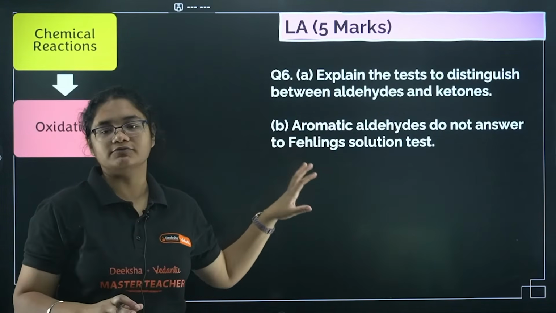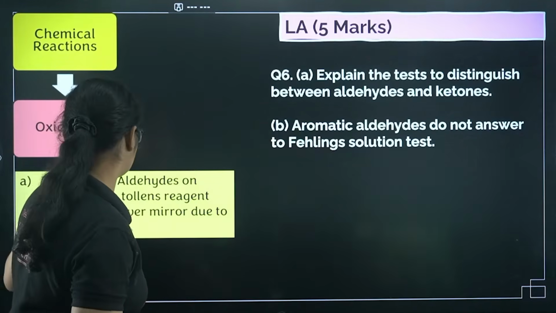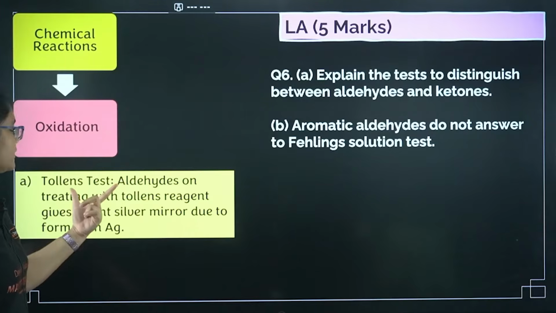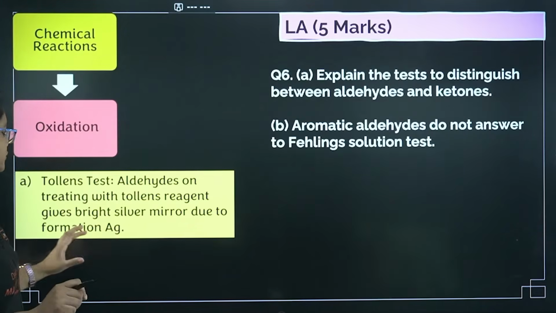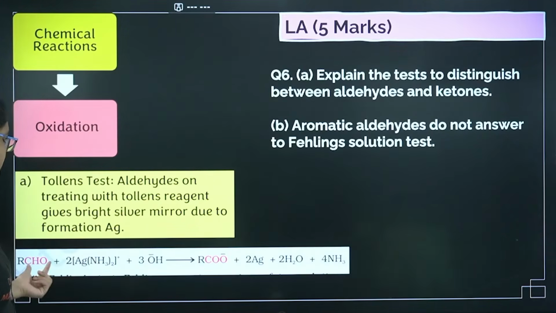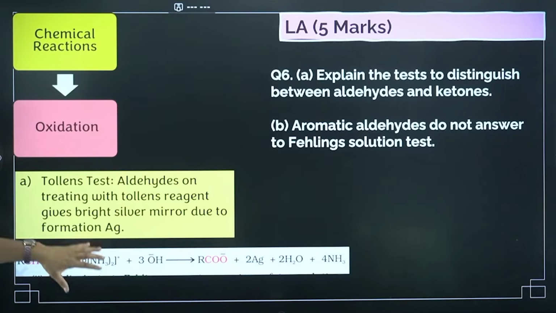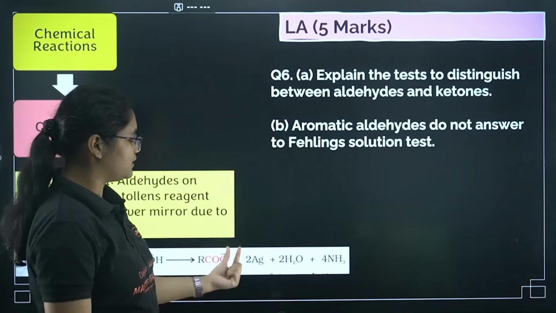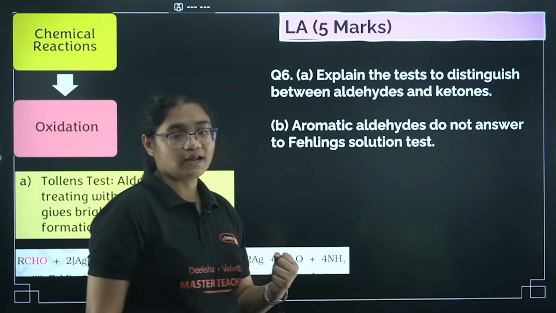That is the second part of the question. So let us see the first one. Tollens test, we can use: aldehydes on reacting with Tollens reagent give a bright silver mirror, which is due to the formation of Ag. You can see this reaction. You have RCHO with [Ag(NH3)2]+ and 3OH-, that gives you RCOO- plus Ag plus H2O plus 4NH3.